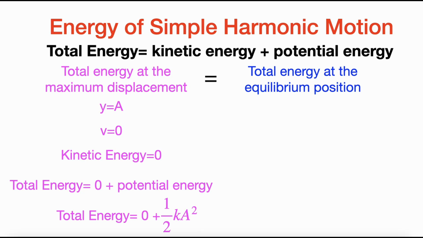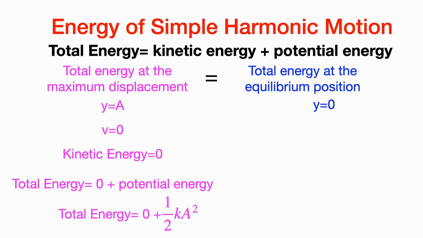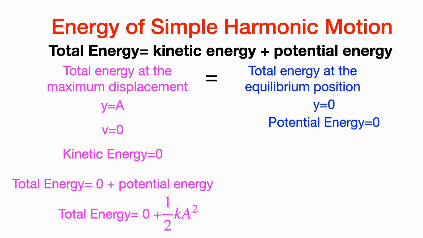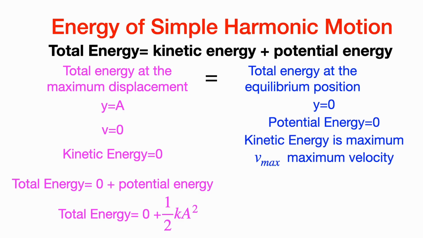What is the total energy at the equilibrium point or y equal to 0? Displacement is 0 at y equal to 0. So potential energy must be 0. All energy is kinetic in nature. So the body moves with maximum velocity. Let us denote this maximum velocity Vmax. So kinetic energy is maximum kinetic energy equal to half m v square max.